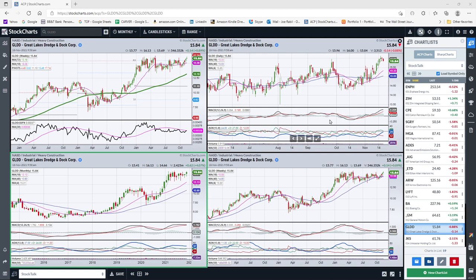Let's see if we can get a little bit better entry right now, because again, it broke out, stretched away from the 18. Most of the time when you break out from an overbought condition, you will pull back and then go.